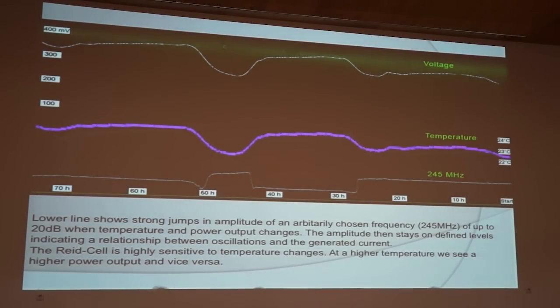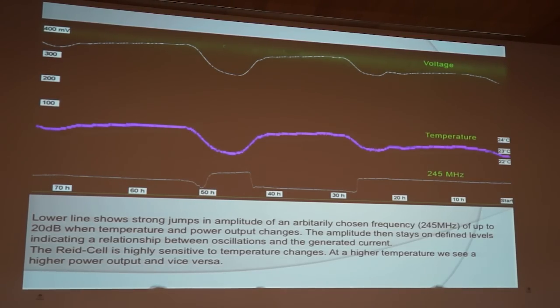Okay, here we are looking at one aspect of the broadband radio signal that comes from the silicate. Up here we have the voltage of the cell being under load on a resistor, and here's the temperature in the room, going up and down a little bit, and as you can see very nicely, the voltage curve follows the temperature curve, which is showing the temperature dependence of the cell.